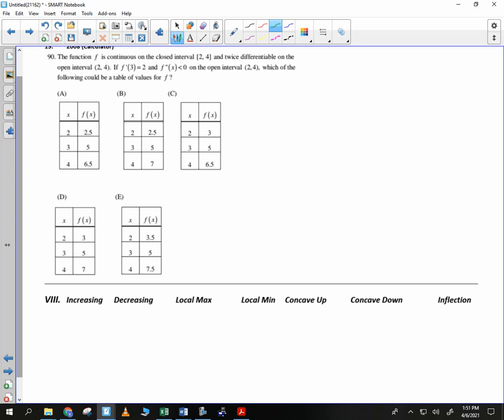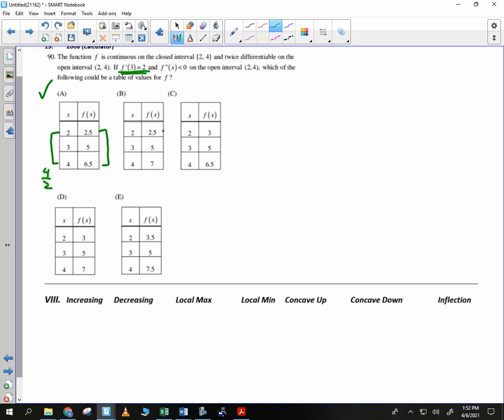What does this mean right here? F prime of 3 equals 2. What does that mean? That means the slope. Yeah. And so we want to find a table where the slope would be a total of 2. You tell me, what's the increase in the y values from here to here? To get from 2.5 to 6.5, what's the increase in the y's? 4. What's the increase in the x's? 2. So if you go 4 over 2, what do you get? 2. So this is a candidate.